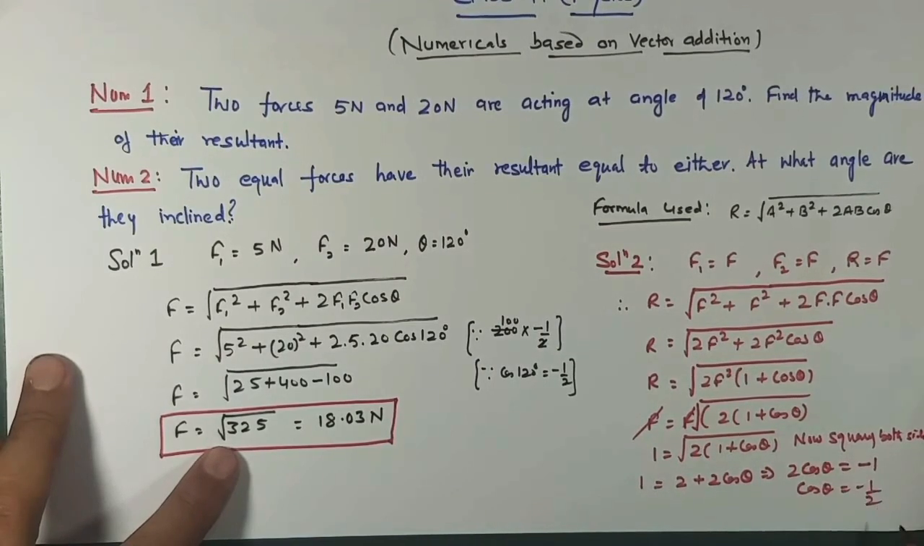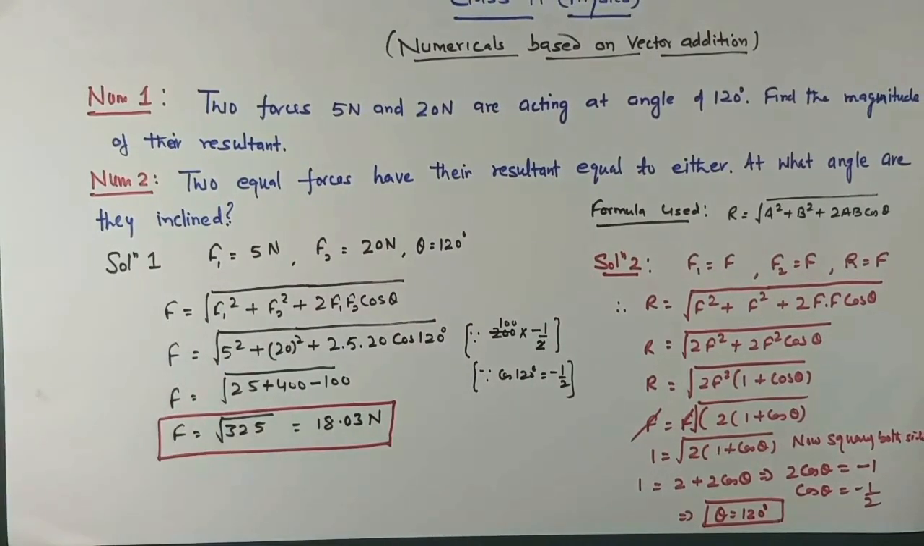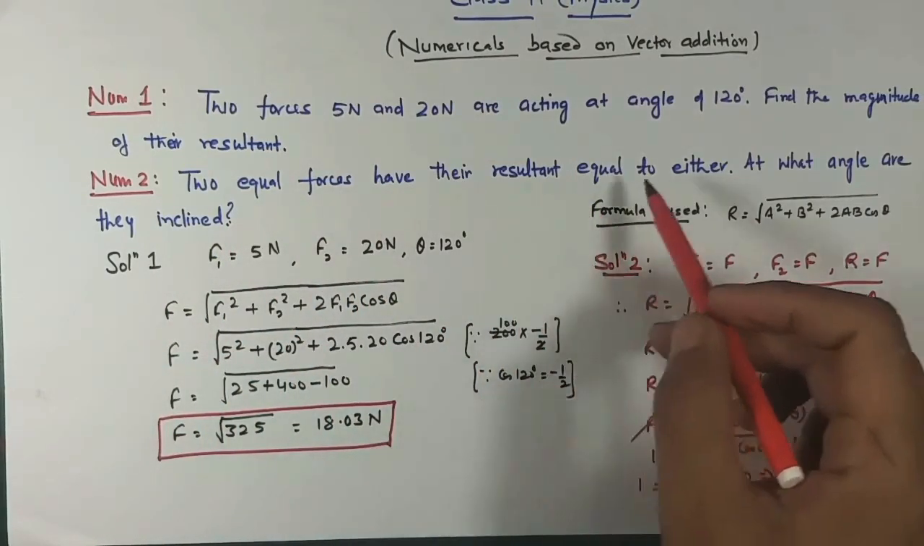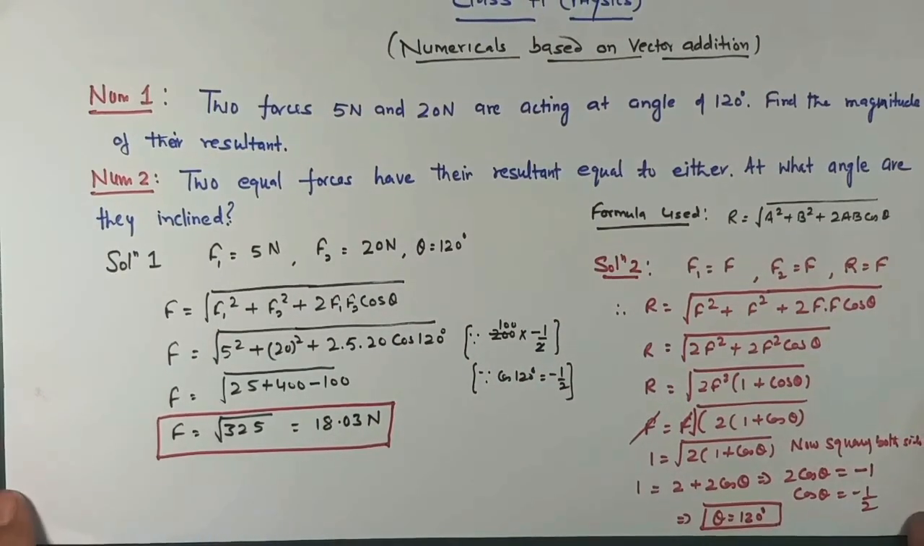minus 1 by 2, and minus 1 by 2 is the value of cos theta when it is at an angle of 120 degree. Already we discussed here. So it implies theta is equal to 120 degree. So that is the required answer for the numerical number second, in which two equal forces have their resultant equal to either and at what angle they are inclined. Clear, students?